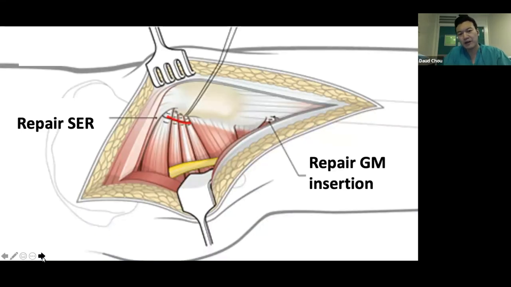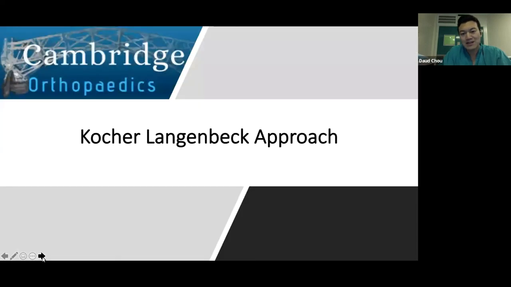And finally, you can repair the short external rotators. Obviously, it's not like the posterior approach where you have to drill through the GT. You've still got the cuff on the GT side to repair onto with sutures. And at this point, it's really disappointing to inadvertently jab the vessel that you've been trying to preserve the whole way through. So be careful not to damage the blood vessel to the femoral head. And finally, repair the gluteus maximus insertion to avoid any asymmetry in the buttock region. And that's the Kocher-Langenbeck approach.